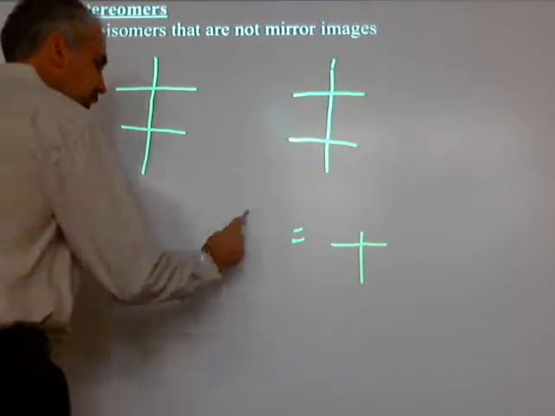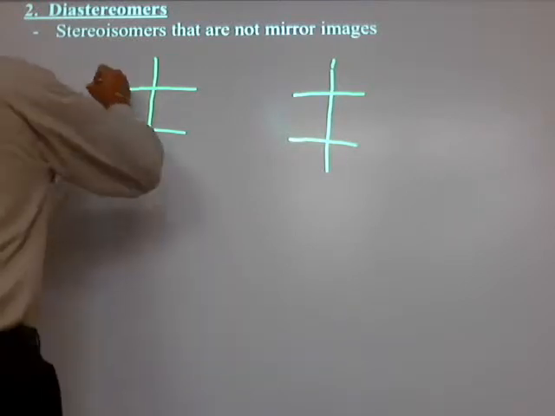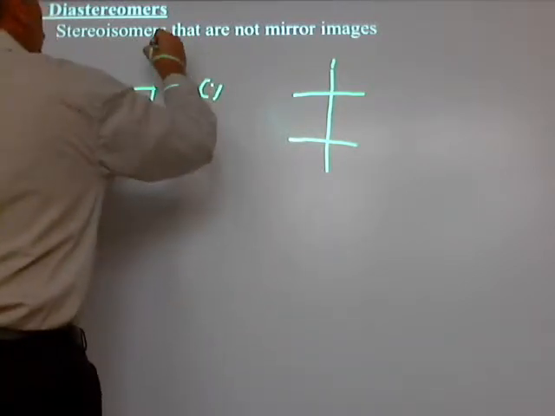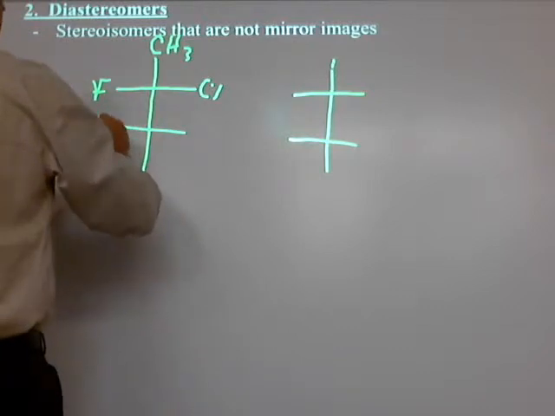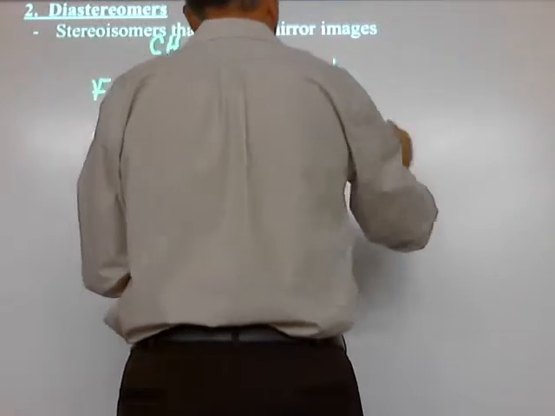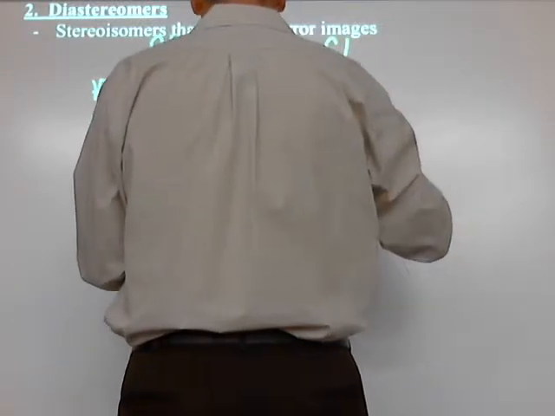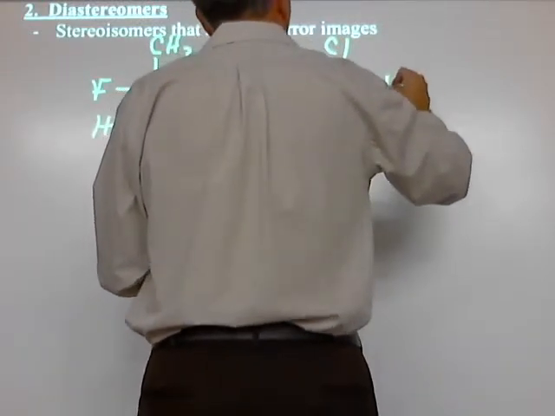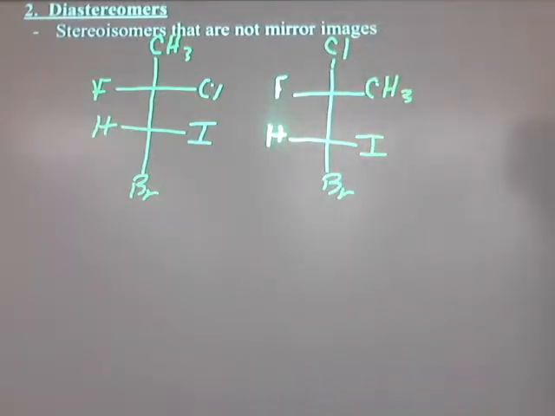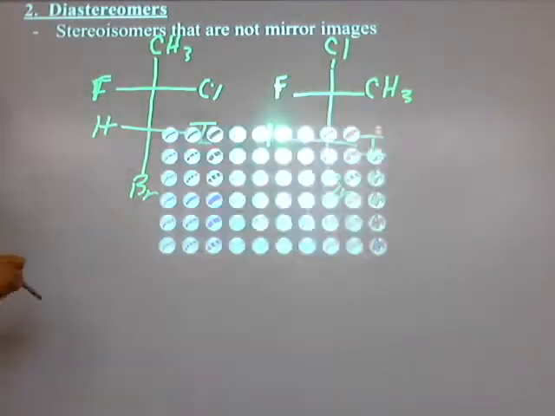So we're back on the front again. All right? Let me draw these two in here. I'll probably do one for you and maybe have you do the other one by yourself. F, Cl, CH3, H, I, Br. All right, so there you have it. That's an F. That's an F. Not a very good one, but it is.